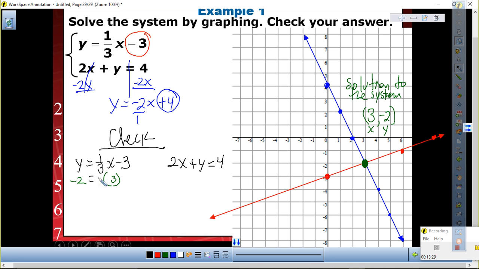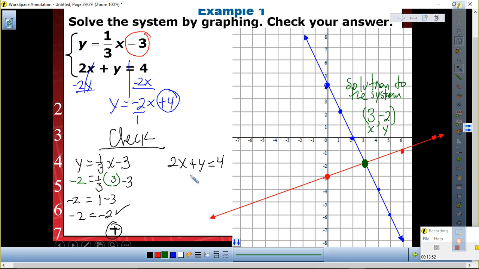Bring everything else down. Equals 1/3 times 3 minus 3. So what is 1/3 times 3? 1. Bring down the -3 minus 2. What is 1 minus 3? -2. Is that true? Yes, so it's true. So far, it is true for the first equation. But in order for this to be a solution, it has to be true for both equations.